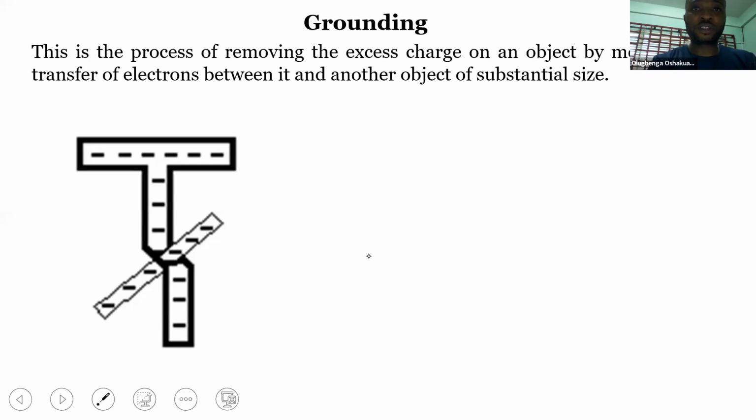So this page talks about grounding, which is a process of removing the excess charge on an object by means of transfer of electrons between it and another object of substantial size. The earth itself has substantial size. And you yourself, at least I expect you to be bigger than the charged sphere. So when you touch it, you have the capacity to absorb a few electrons or give out a few electrons that you won't even notice, but small objects would notice and they would experience a high difference in their net charge.